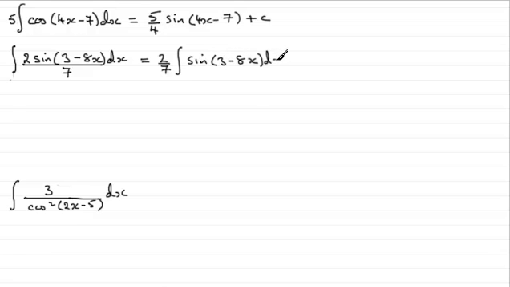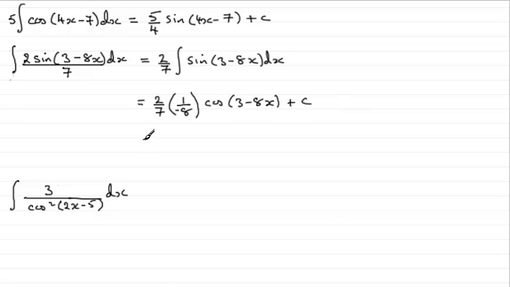And then we've got to integrate that with respect to x. So the a value is minus 8 this time. So we're going to have 2/7 multiplied by 1 over the a value, 1 over minus 8, or minus 1/8. And then we've got the integral of the sine part, and that's going to be cosine of the 3 minus 8x plus the constant of integration.